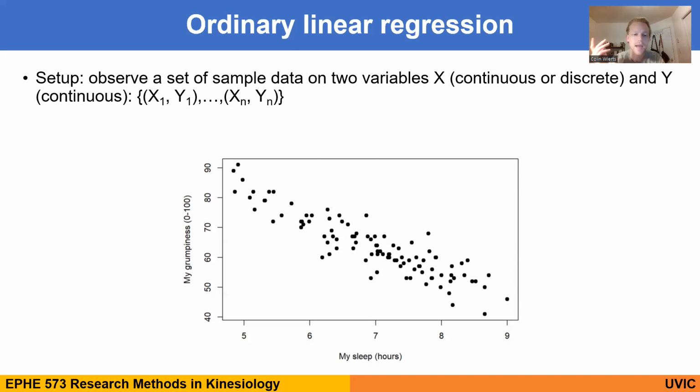In this simple example, we might look at the relationship between how grumpy someone is, on a scale of 0 to 100, and how much sleep they get. Those might be our X and Y variables. Our X variable, which is usually on the X-axis, is sleep, our predictor. Our Y, our outcome variable, is how grumpy they are, or our mood. So negative mood, I guess.